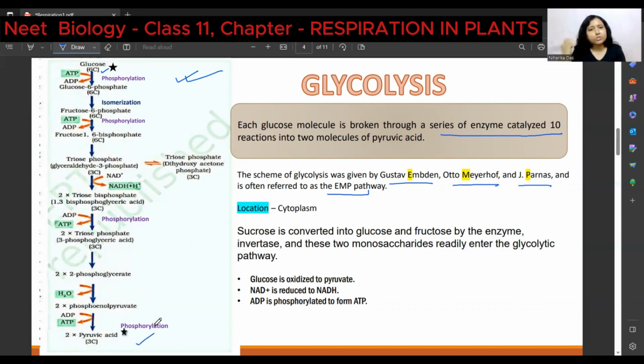That's great. So where is it happening? It is happening in the cytoplasm, and we know the cytoplasm is present in both eukaryotes and prokaryotes. So that's great. That means it is happening in all different kinds of living organisms. Yes, it's happening. So no need to worry.